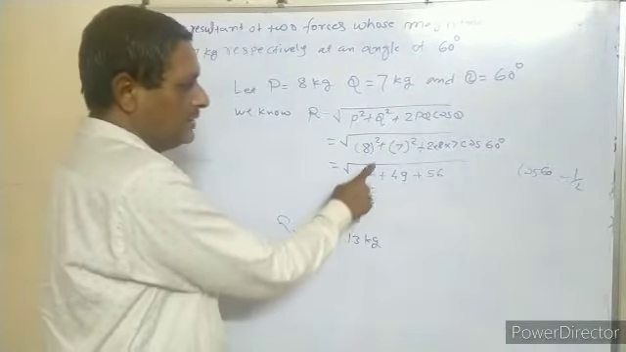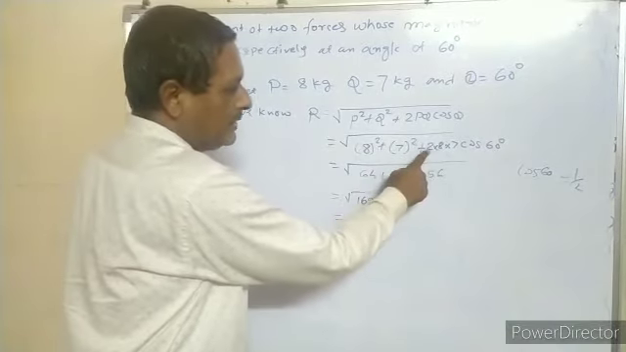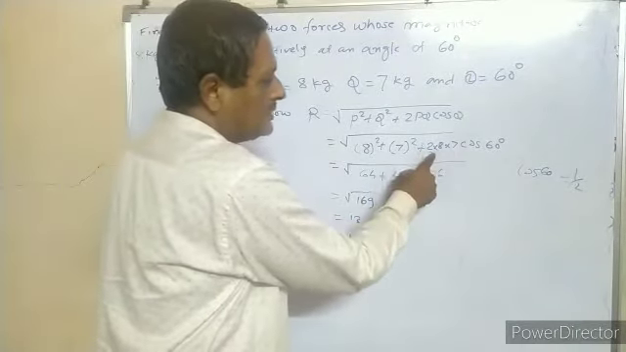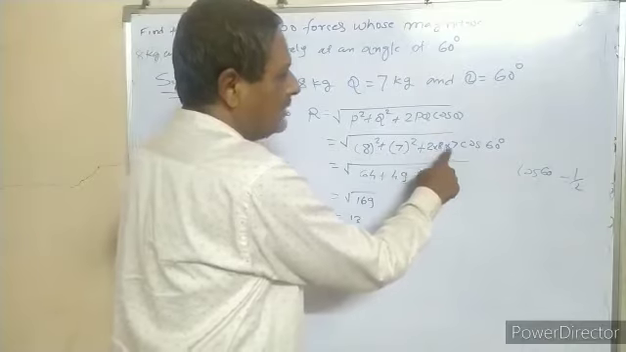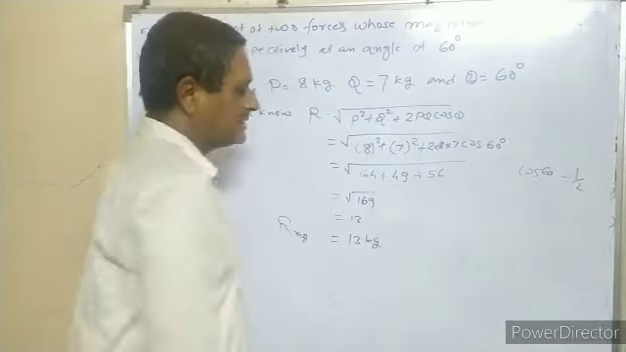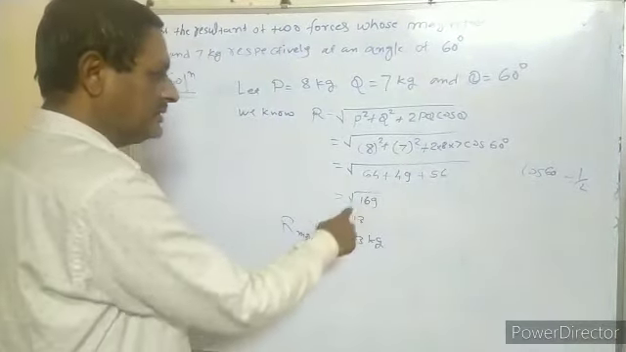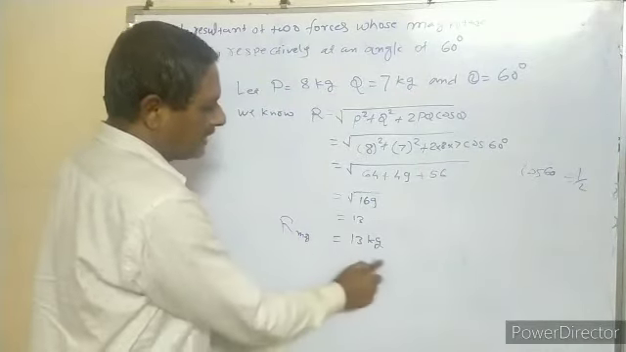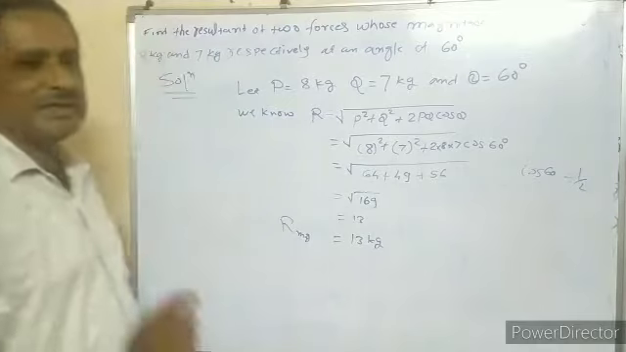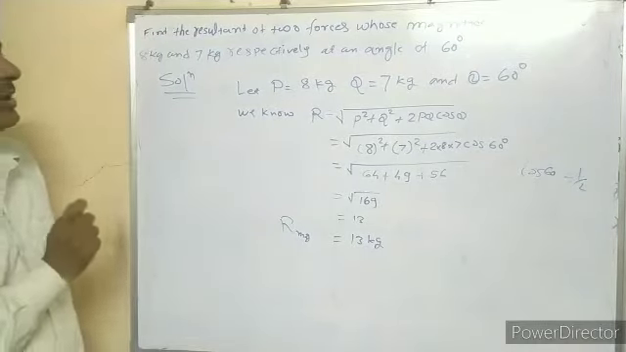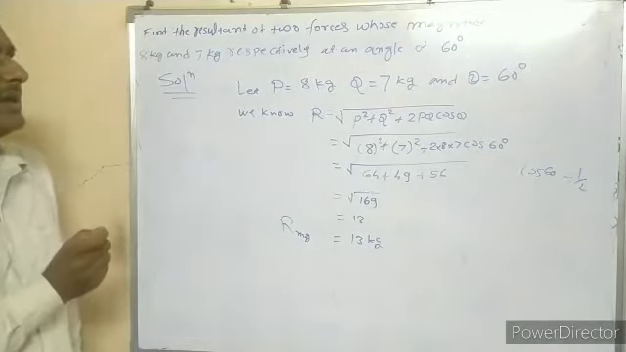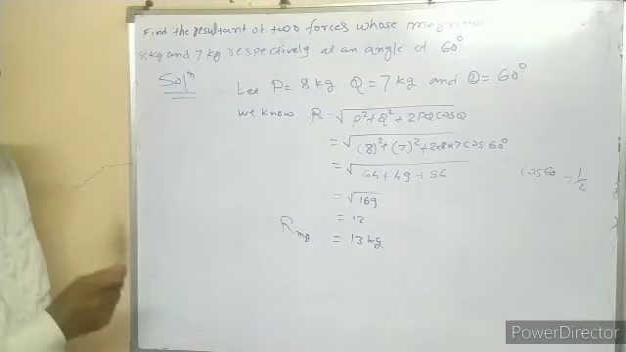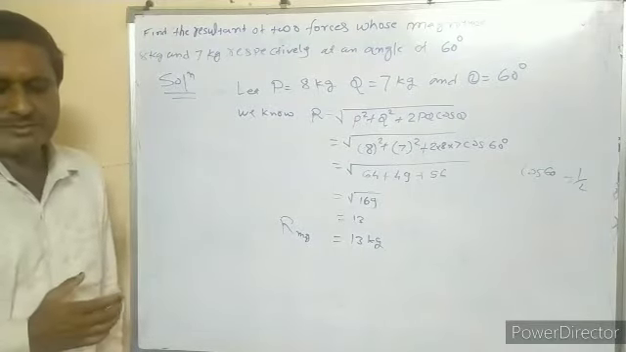Now you do the calculation. This is 64, this is 49, and 2 into 8 into 7 into half: the 2 and the half cancel, and 8 into 7 is 56. Now sum this up, it is 169, and the square root is 13. This 13 kg is the magnitude of the resultant of two forces acting at a particular point. This is one of the examples.